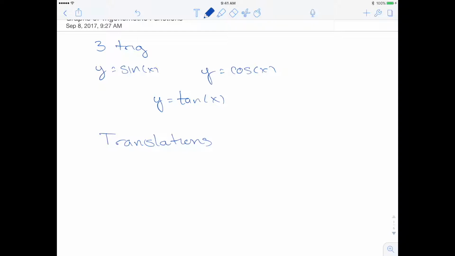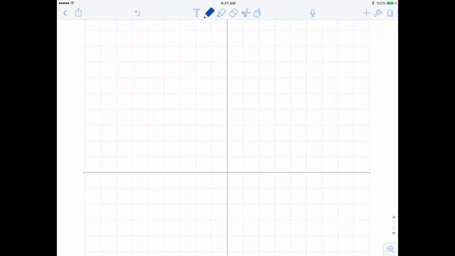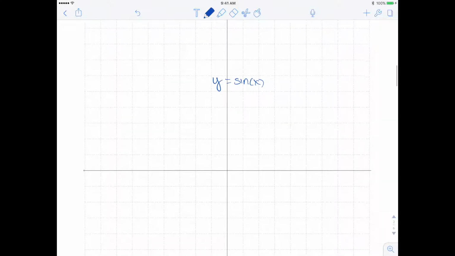and talk about some peculiar, strange aspects of sine of x and cosine of x. All right, we're going to look at the graph of the function sine of x.